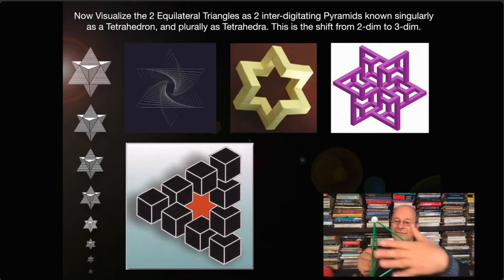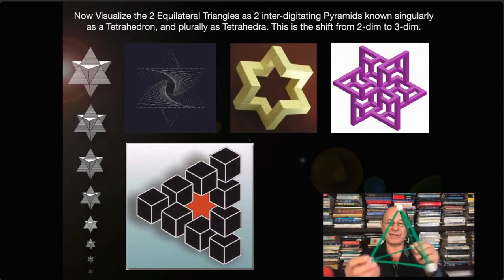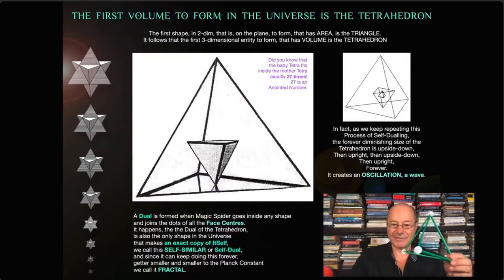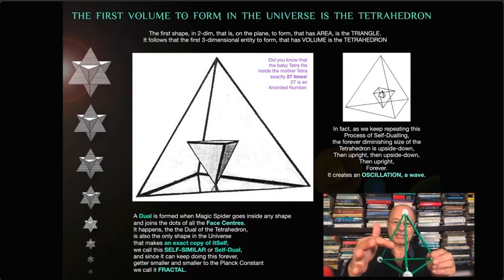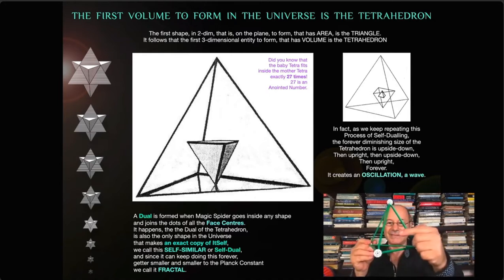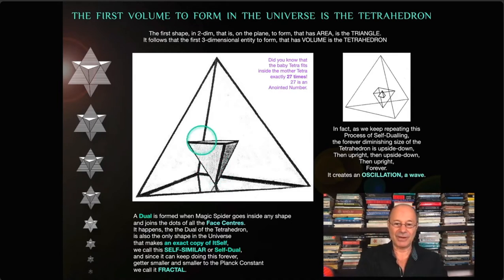So the triangle itself is the first shape that forms in 2D, but the first shape that forms in 3 dimensions that has volume is the tetrahedron. And the reason we love the tetrahedron is that if you join the 4 triangle centers, it makes an inverted copy of itself. And this inverted copy, we'll call this the baby tetrahedron, fits within the mother tetrahedron 27 times.